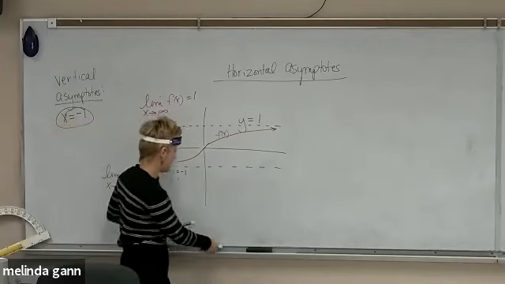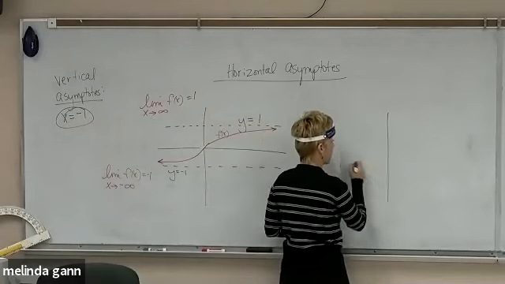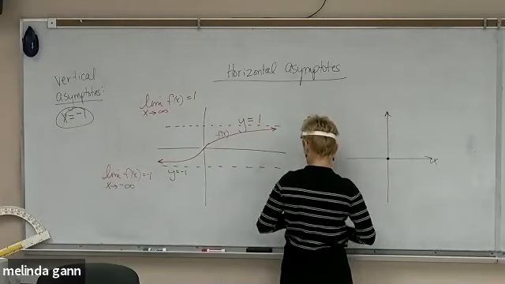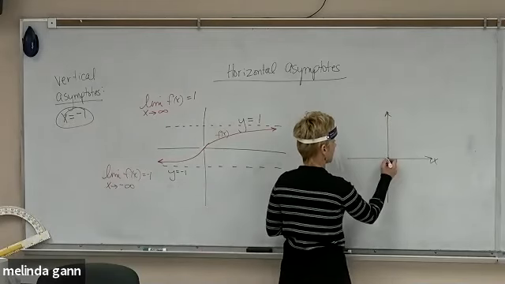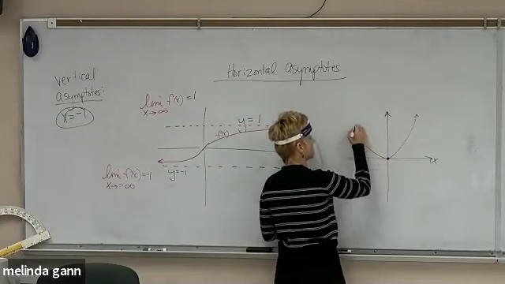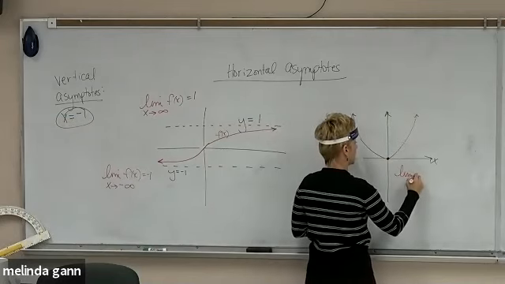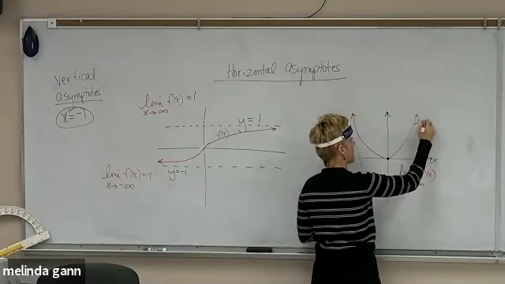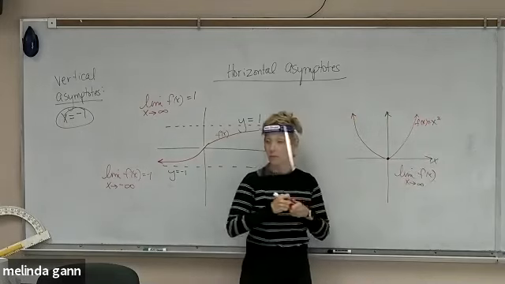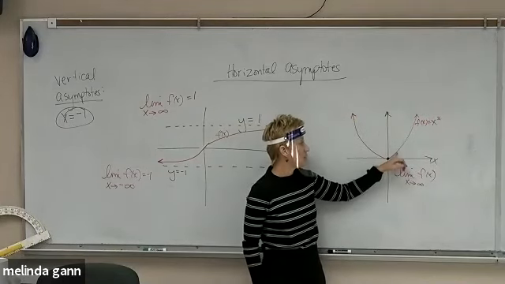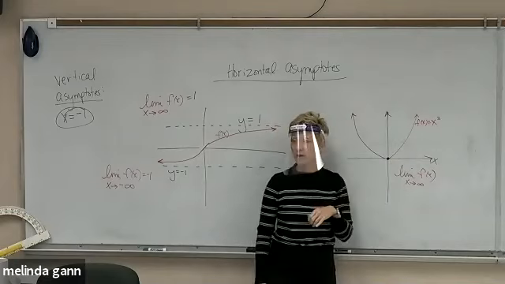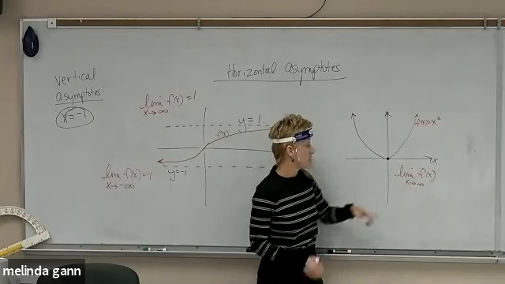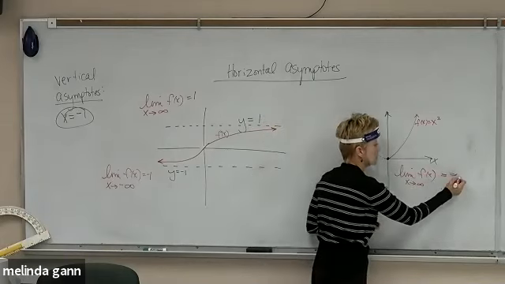Now, look at something that's different than that. What if you had y equals x squared? Just your parabola. All right, so your f of x is just x squared. What happens when x gets bigger? What happens when you square bigger numbers? What do they get? Bigger. So when you take the limit of this function, x squared, as x approaches infinity, you get a what? An infinity.